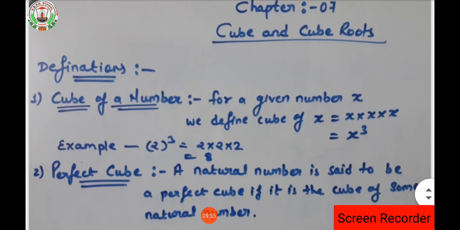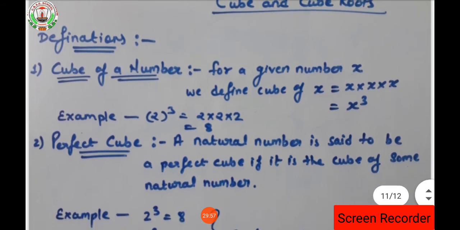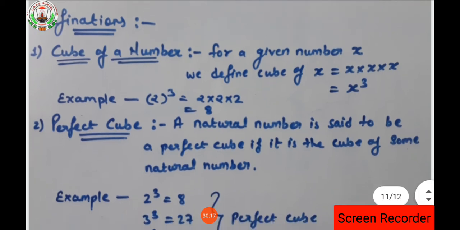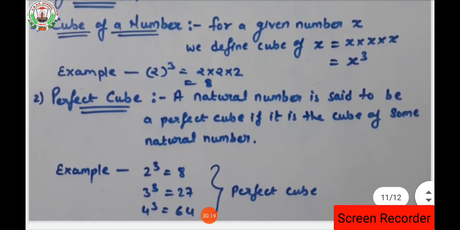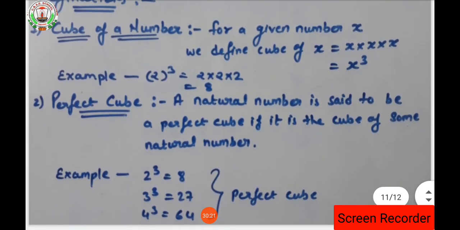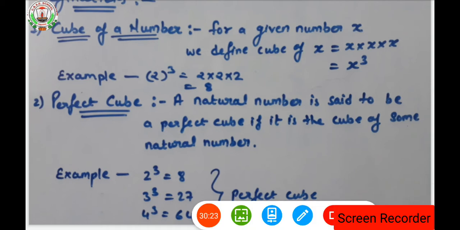Okay, so the first definition is cube of a number. For a given number x, we define the cube of x as x into x into x, that is x cube. Since here it is talking about cube, cube means 3, isn't it? So it will be x to the power 3. So that is called the cube of a number. Suppose, for example, we have one number, 2 cube, isn't it?